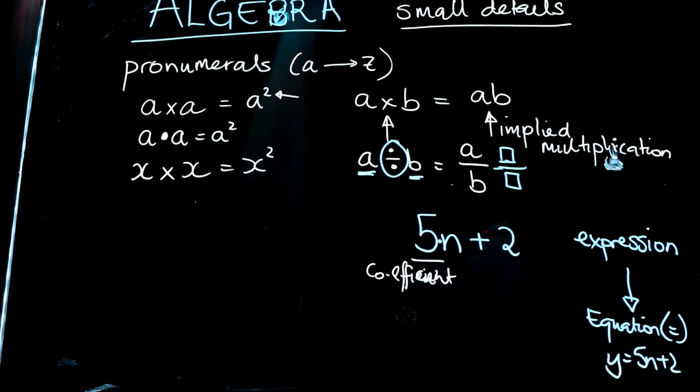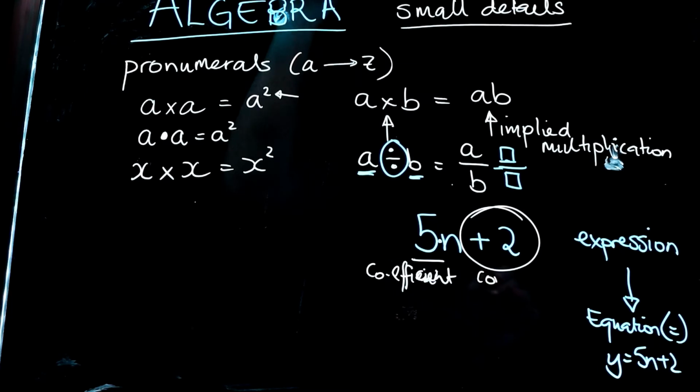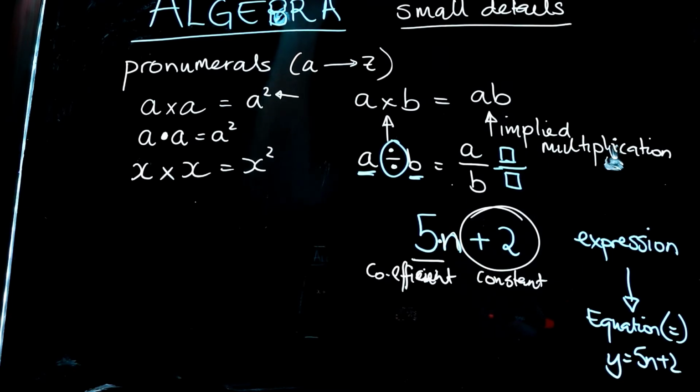And then this bit hanging around the end, plus 2, I just think about them as the numbers hanging around the end. This is a constant. And it's just called a constant because what we're doing when we crunch the numbers, we're constantly adding to the number that we generate. Okay, so coefficient, we've got the letter in here being the pronumeral, the letter n, and then the constant being add to, that could be subtract to.